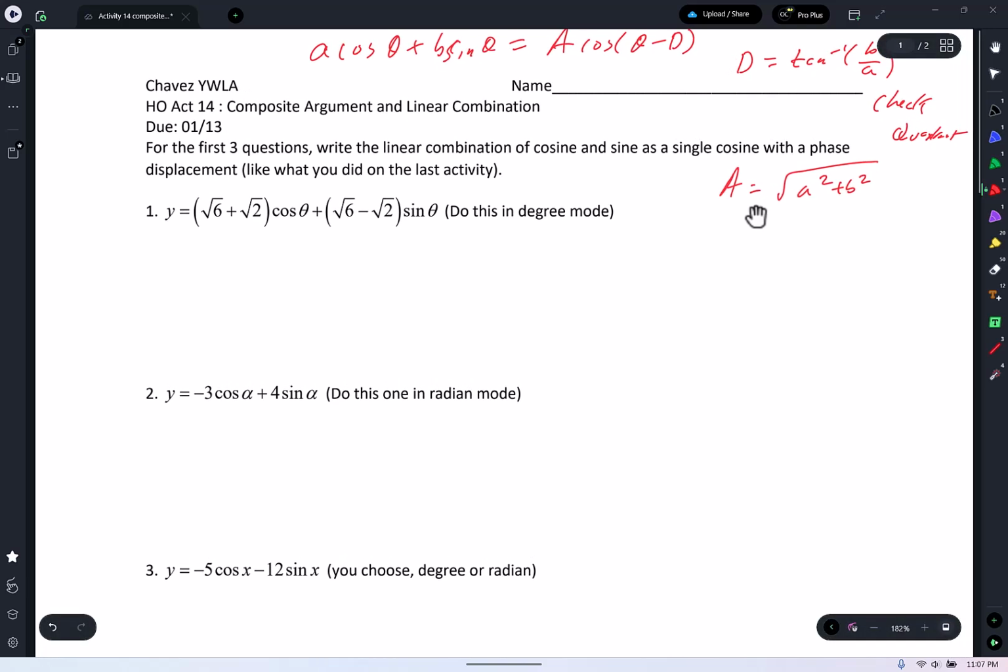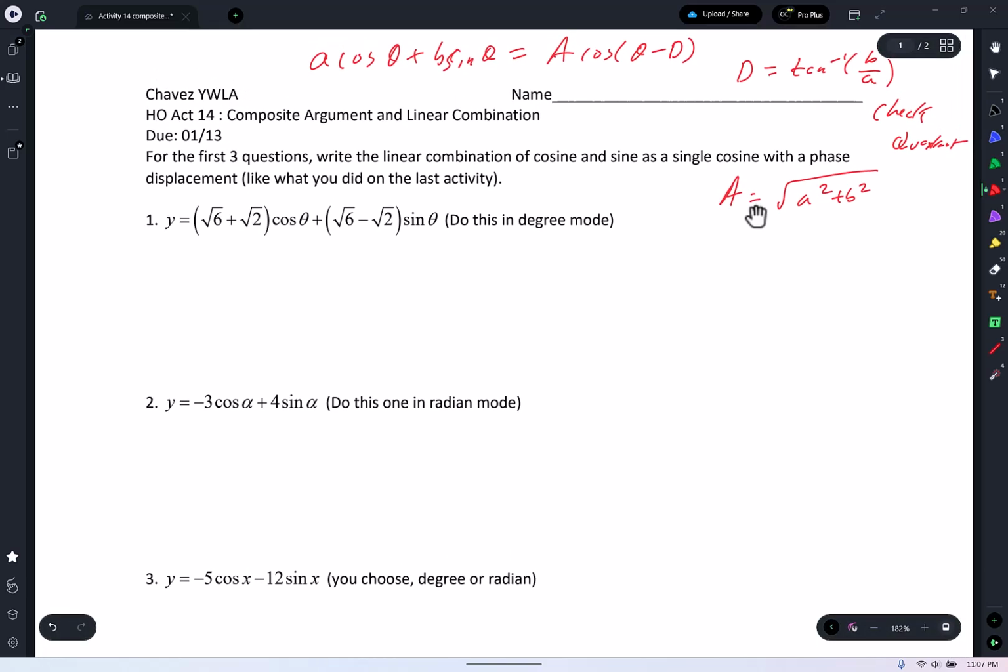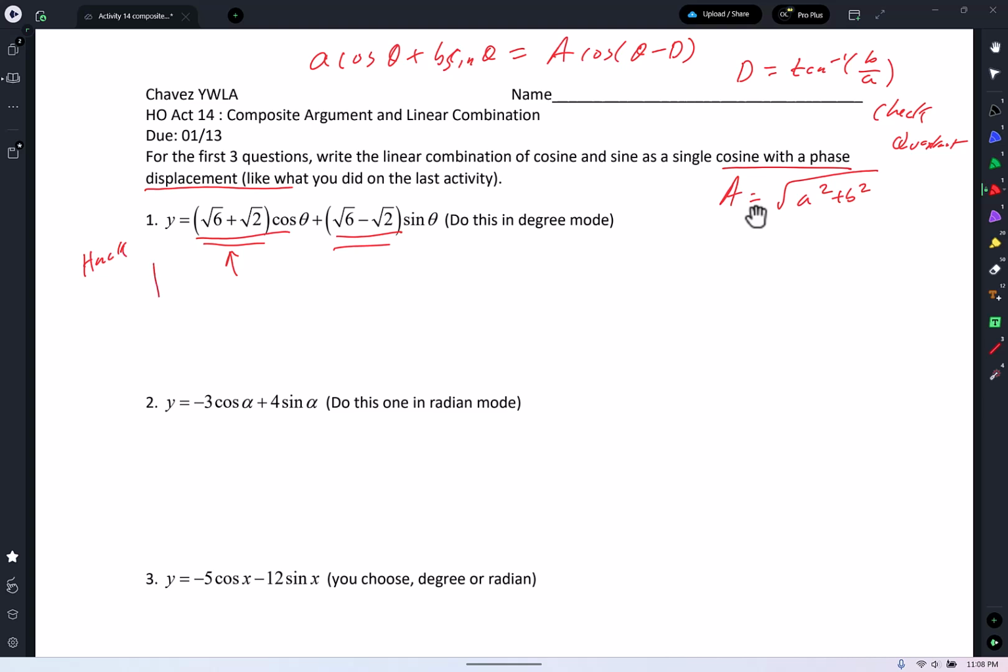So I think some of you are just forgetting that's what we did in the first semester, and you see square roots and you get scared. We want to turn this into a single cosine with a phase displacement. So you've done this before. This is just some positive number, and square root of 6 is bigger than square root of 2, so that's another positive number. So if you do your hack, you're in quadrant 1.